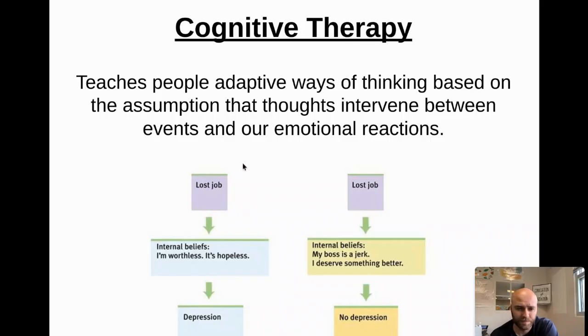For example, there's 2 ways you could respond to a lost job, right? You could have this internal belief that I'm worthless, it's hopeless, and you could fall into depression, right? Or you lose that same job and you think, my boss is a jerk, I deserve something better than this situation, and you don't fall into depression. So the way that you interpret these events that are happening to you can change the way that you feel and the emotional reactions that you have and even the behaviors that you engage in afterwards. That's cognitive therapy, change the way we think.